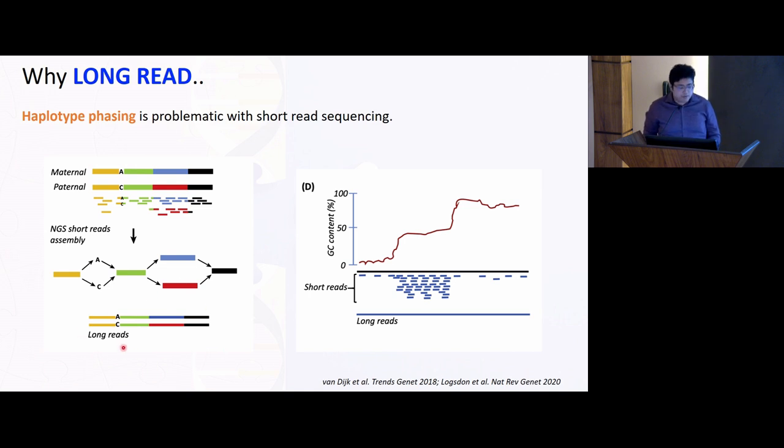Whereas in long read sequencing, because you have the whole thing in a single read, you can phase it. You know that the A is with this blue part of the genome, whereas C is with the red part of the genome. And then finally, GC content is also a problem with short read sequencing. You can see that as the GC content increases, the short read sequencing efficiency reduces, whereas long read can detect that as well.